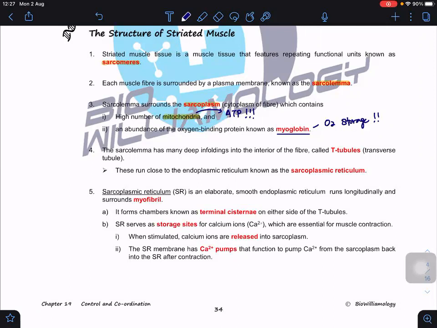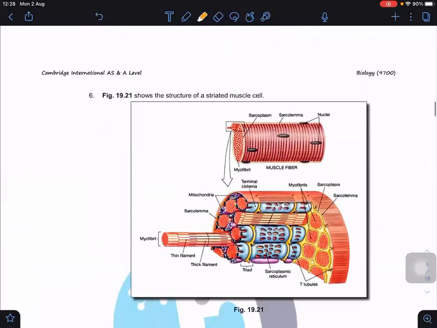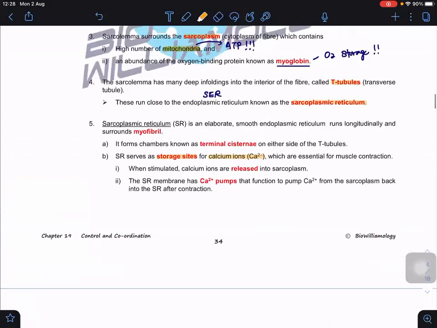The sarcolemma has many deep infoldings into the interior of the fiber known as T-tubules, or transverse tubules, or transverse system tubules. These run close to the sarcoplasmic reticulum. It's a special endoplasmic reticulum, or more precisely, a special type of SER known as sarcoplasmic reticulum. So what's the function of the sarcoplasmic reticulum? Generally, the sarcoplasmic reticulum acts as the storage site for calcium ions. Let us look at the diagram before we continue, because there are a lot of terms now.